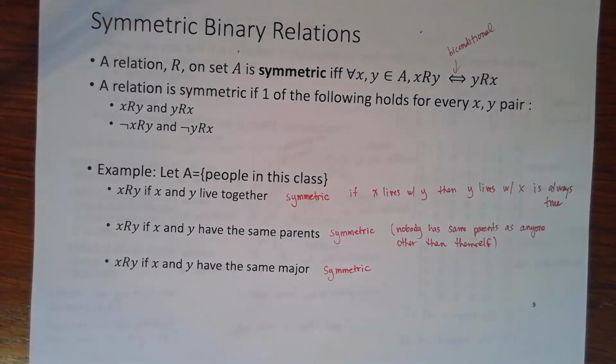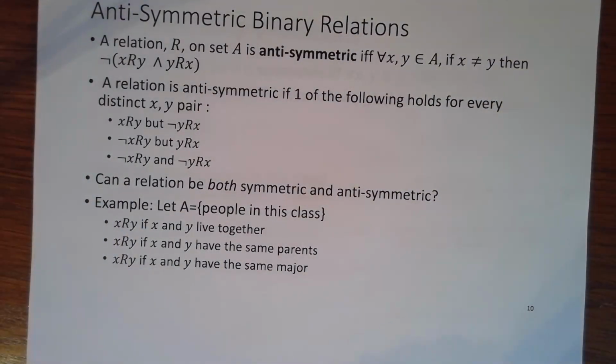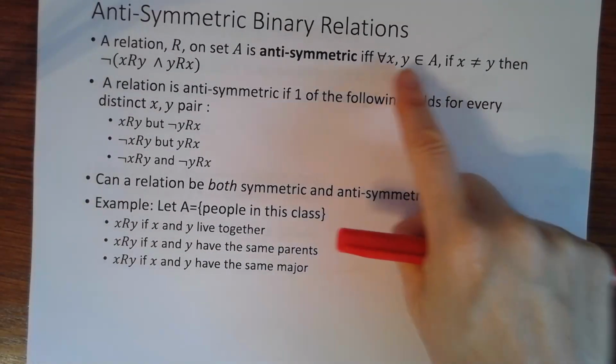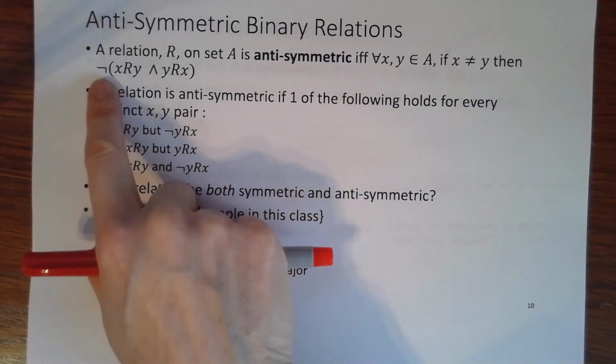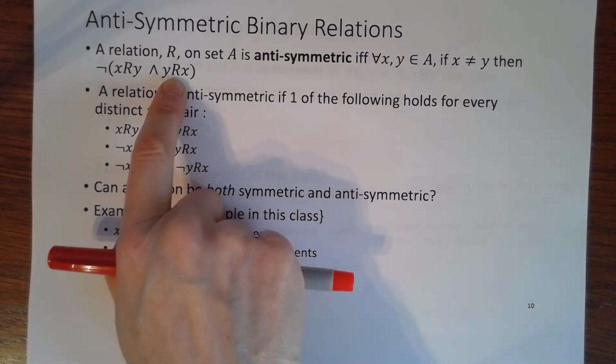Okay. Now, just like we can have reflexive and anti-reflexive, we have symmetric and anti-symmetric. Okay, so a relation on a set A is anti-symmetric if and only if for every X and Y in the domain, as long as X and Y aren't equal, then it's not the case that both X is related to Y and Y is related to X at the same time.